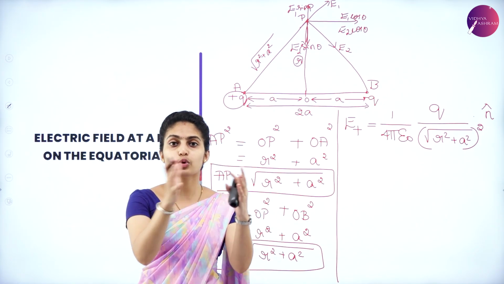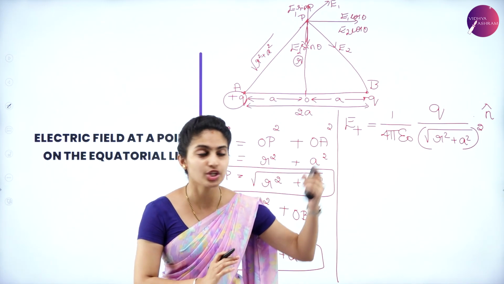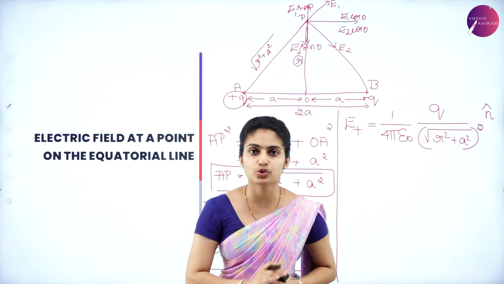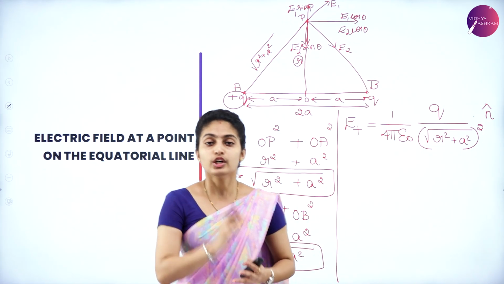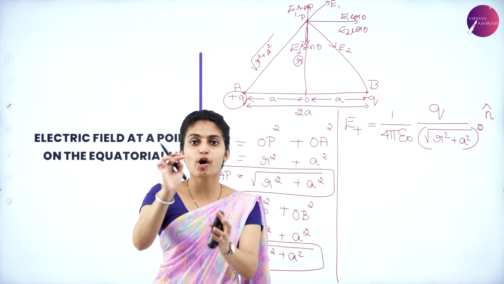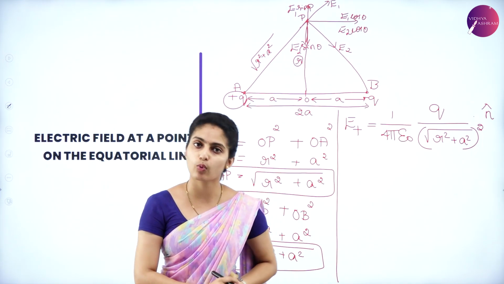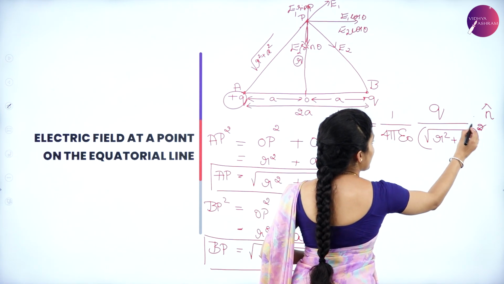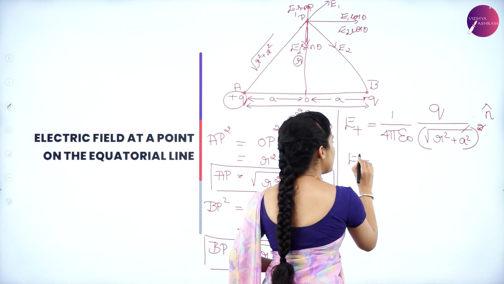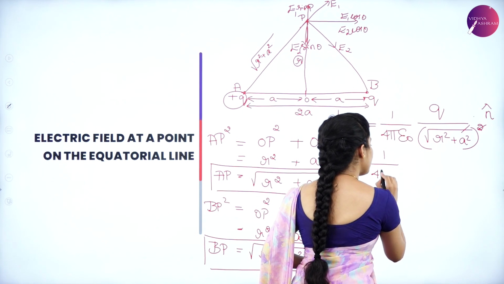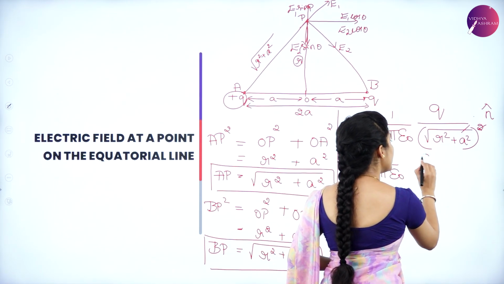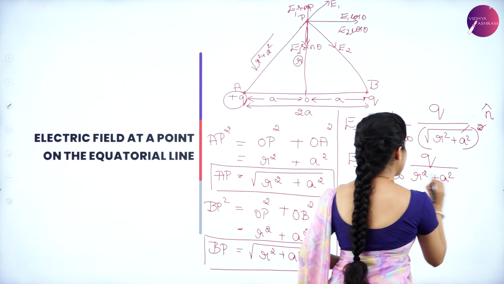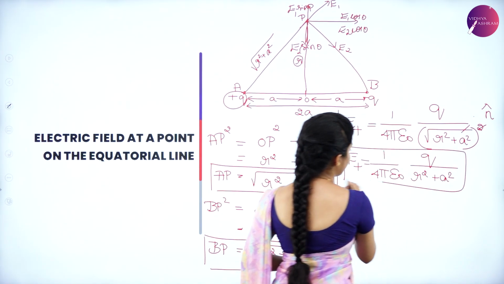In order to balance two sides of the equation, I give any alphabetical term with a cap upon it, which is known as a unit vector. So any alphabet with a cap on it is said to be a unit vector. Now here the square root and square get cancelled. So E plus becomes 1 by 4 pi epsilon naught Q divided by R square plus A square. So this is one of the terms.